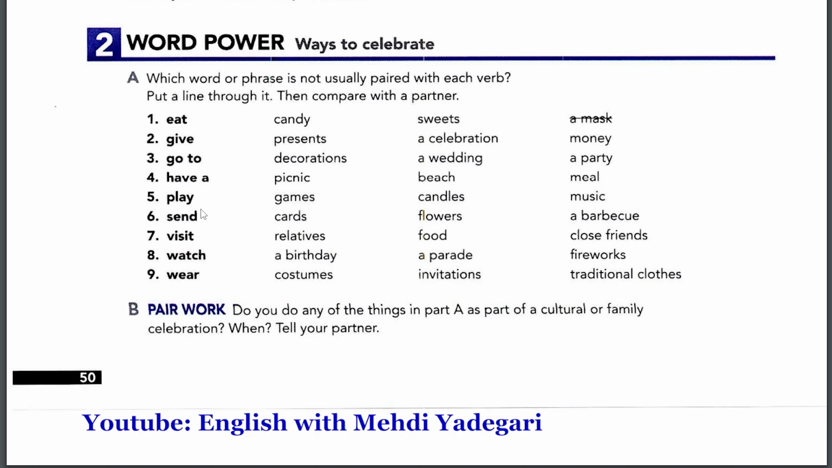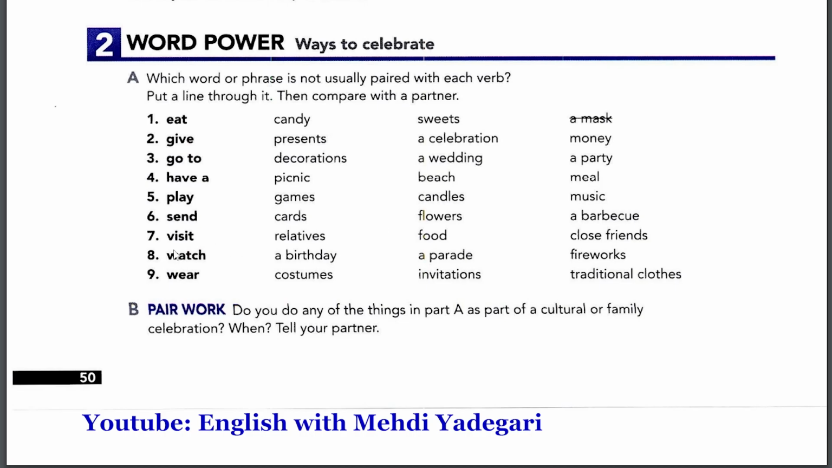Number 5. Play games. Correct. Play candles? No. This is not correct. Play music is correct. Number 6. Send cards. Correct. Send flowers. Correct. Send a barbecue is not correct. You do not send a barbecue.